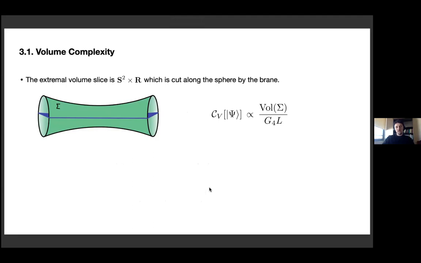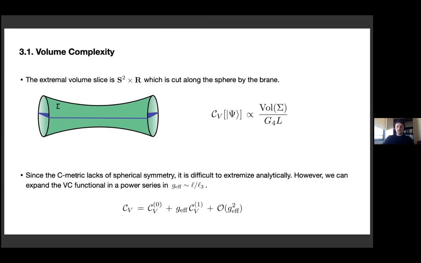Okay, so let's start with volume complexity. So the extremal volume slice, the Einstein-Rosen bridge, is a cylinder. Topologically it is S2 times the transverse direction to the spheres. But the metric is not spherically symmetric, and in fact, the brane cuts the sphere for some particular value of the polar angle. Okay? So you can view the Einstein-Rosen bridge cut by the brane orthogonally along the spheres. And the complexity of this quantum BTZ state will be just given by the volume of this two-sided object.